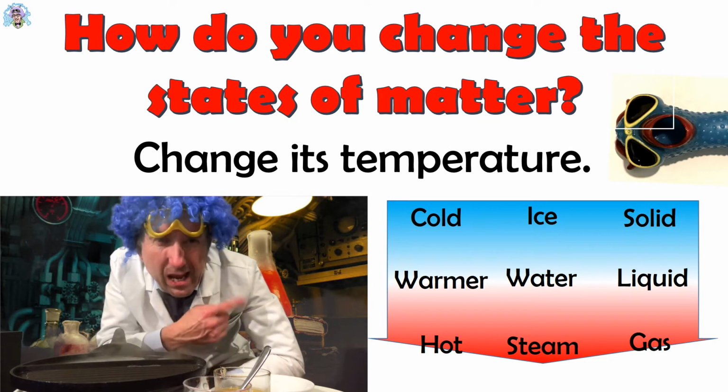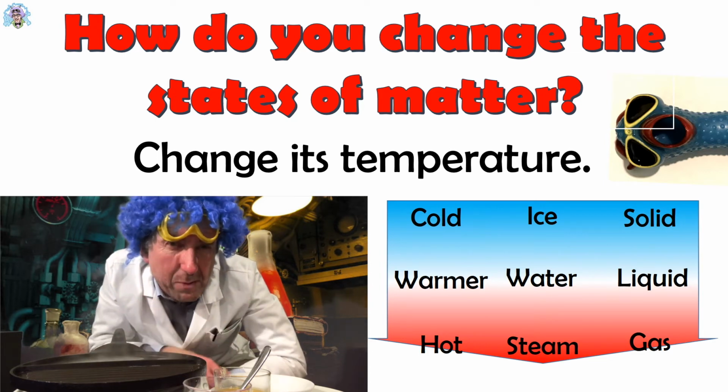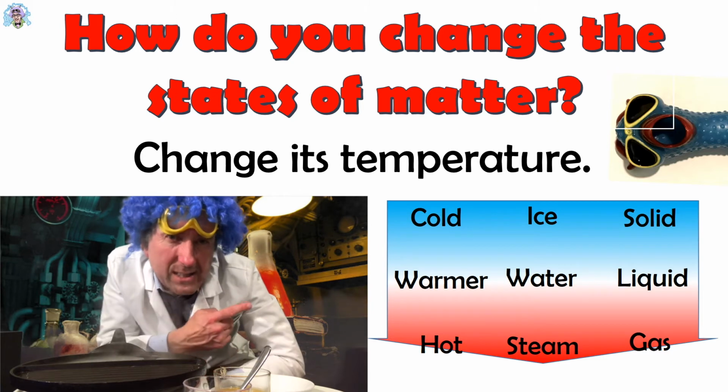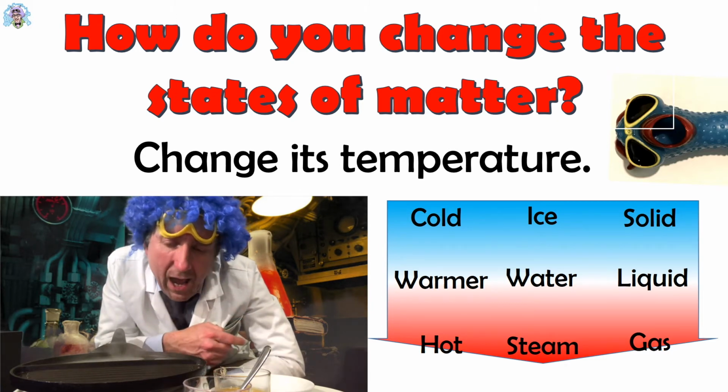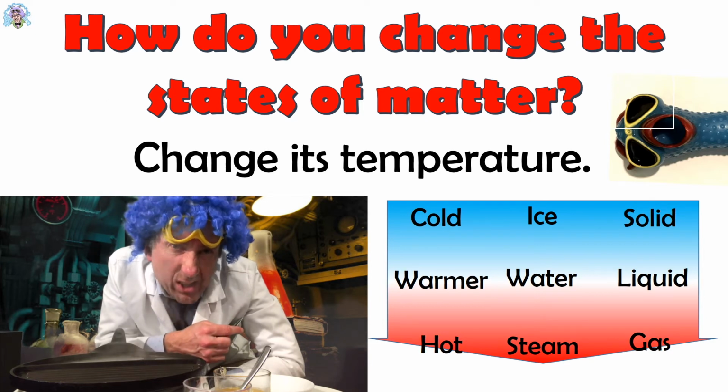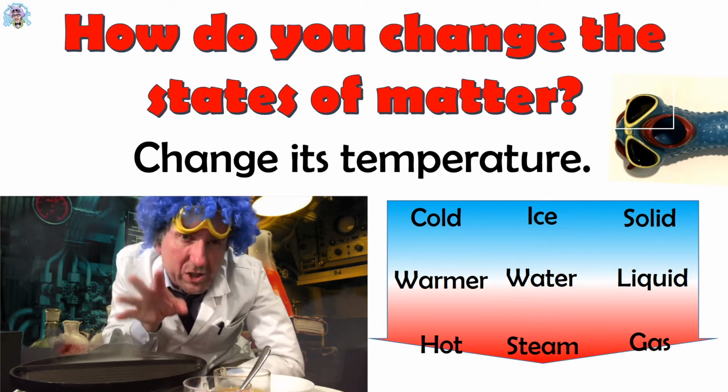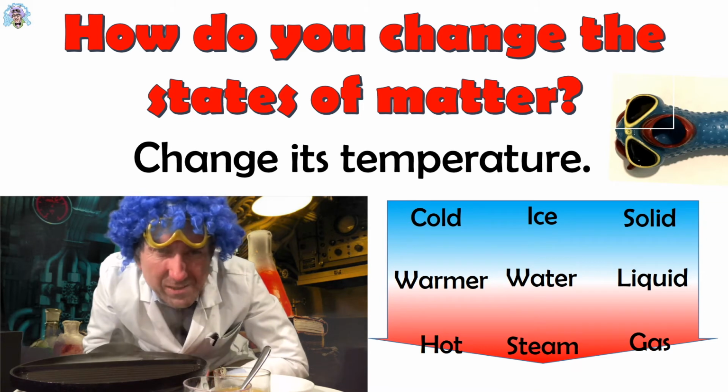Okay, and I've got my example here that we've done today in our experiment. I've taken ice, I've made it a little bit warmer, which made it into water, and then I've made it hot, and it's made it into steam, which is a gas. So that's super cool, isn't it?